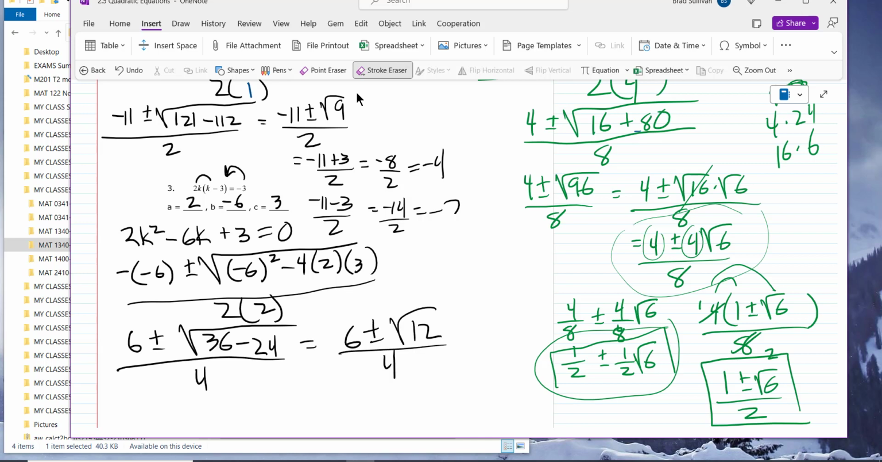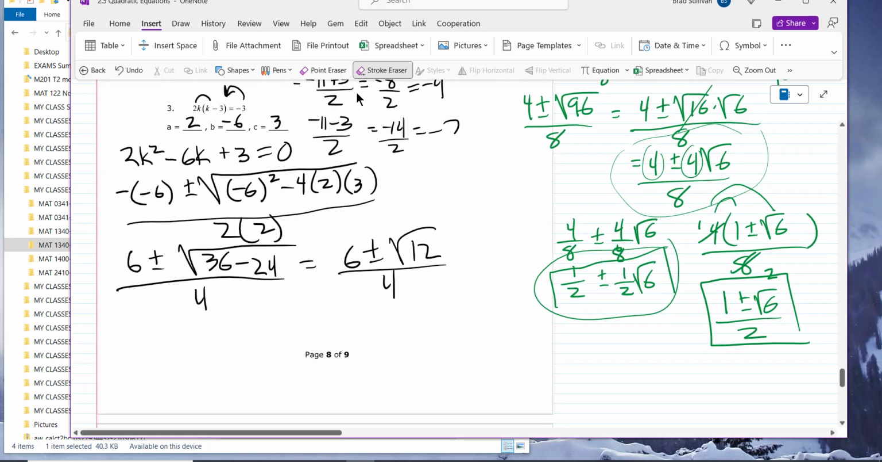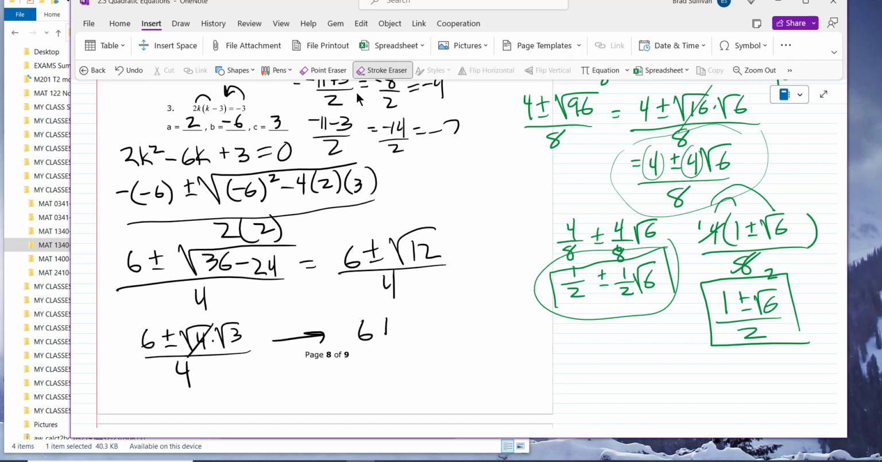Okay? Most students get to that point effectively, most of the time. Okay, what did you do with the 12? 4 times 3. Okay, you want to break it up into 4 times 3. So you have 6 plus or minus square root of 4 times the square root of 3 over 4. Square root of 4 becomes 2, so you get 6 plus or minus 2 root 3 over 4. Okay, do you guys know why it's not done? What reduces? 6/4 and 2/4 reduce. They both have to reduce, okay? If they still reduce, that means you can go further.